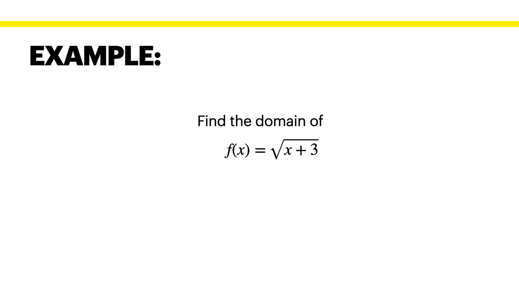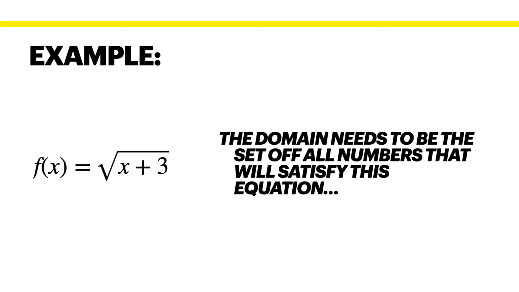So basically, whatever your value for x is, it should not create any form of error or mistake, or it should not lead to an imaginary number in your equation. Let's look at this example. Find the domain of f of x is equal to the square root of x plus 3. Now let's look at this a little bit closely. The domain needs to be the set of all numbers that will satisfy this equation.